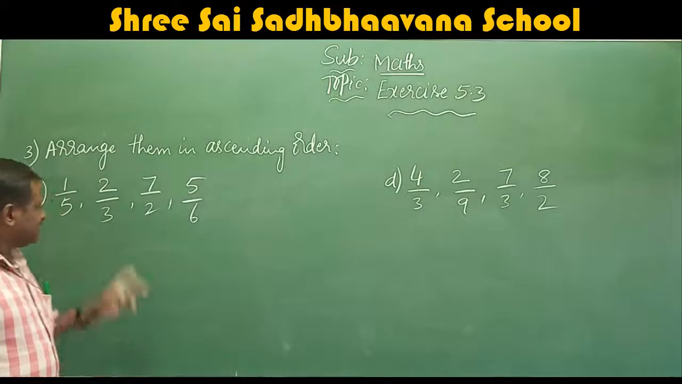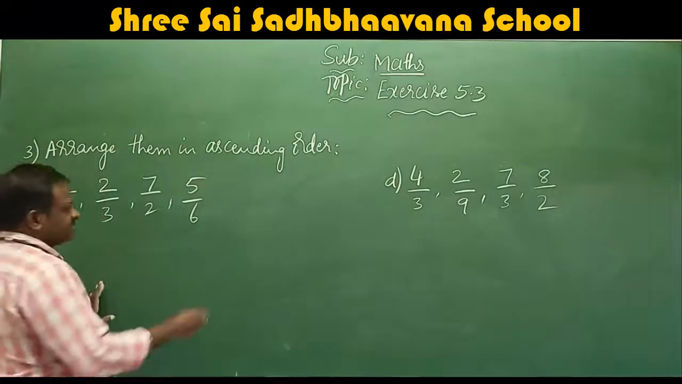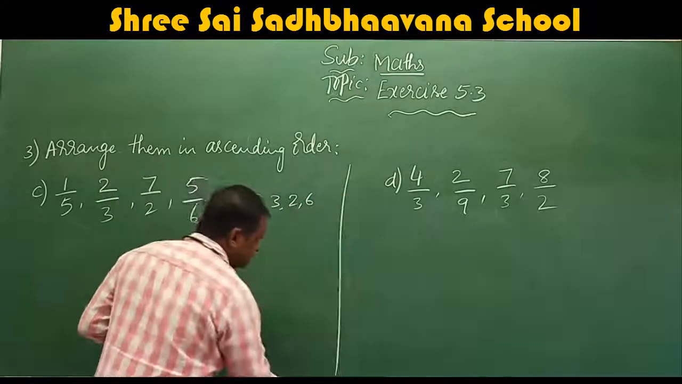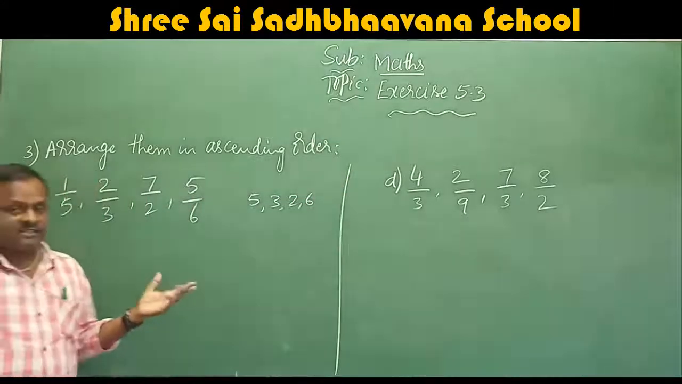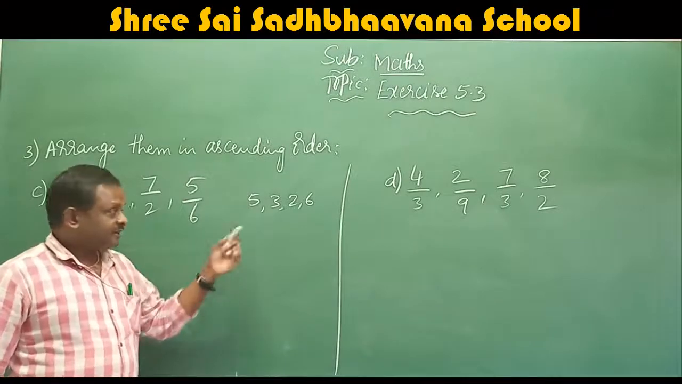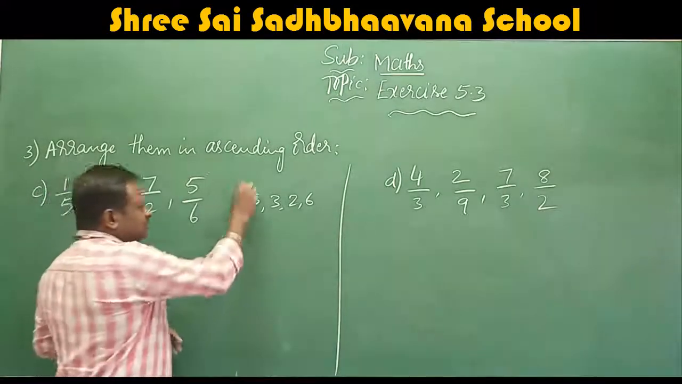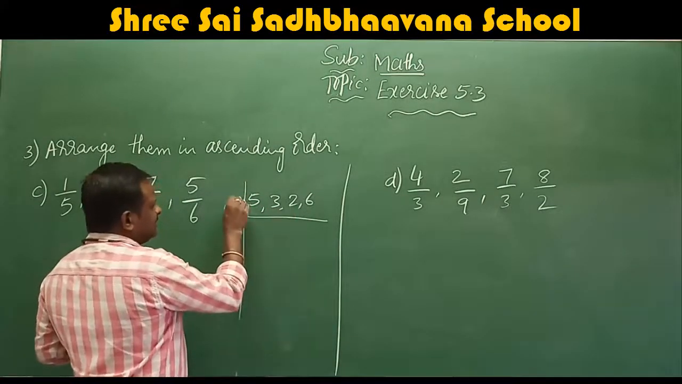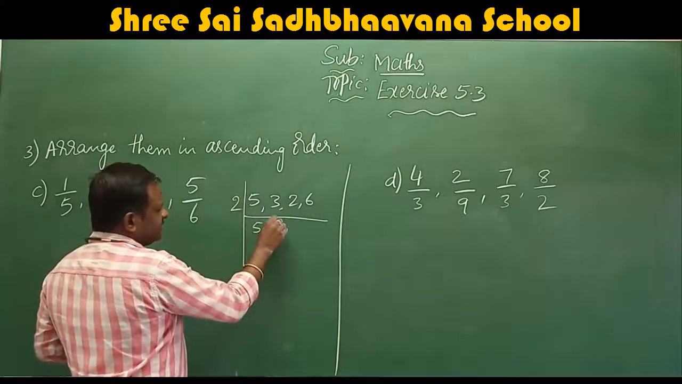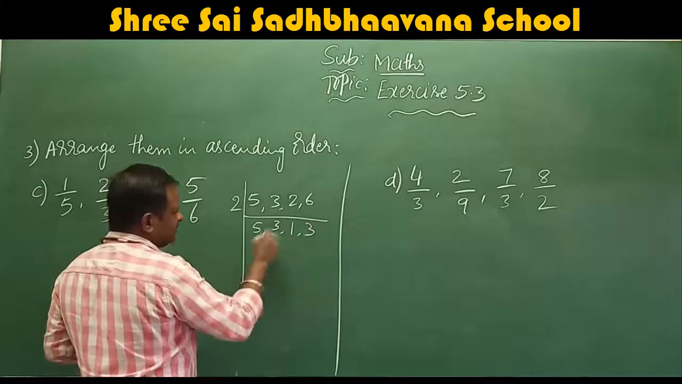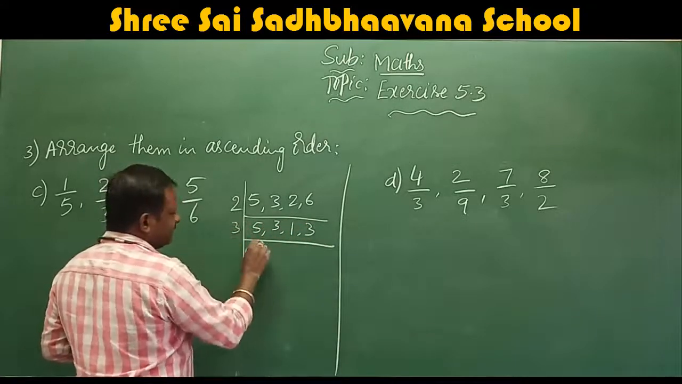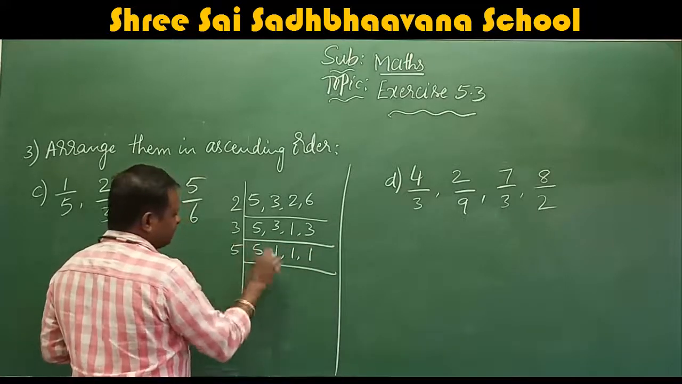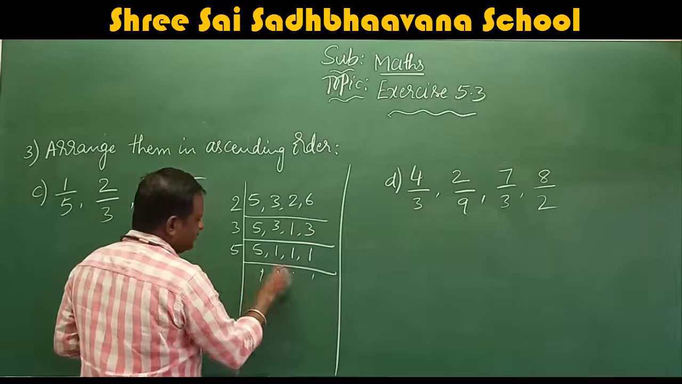What you have to do is just take the LCM of these numbers: 5, 3, 2, 6. We calculated the LCM and HCF in the first or second lesson, and now it is useful here. So what is the LCM of these numbers? Divide by 2: 5 stays, 3 stays, 2 ones are 2, 2 threes are 6. Now once again divide by 3: 5 stays, 3 ones are 3, 1, 1. Once again divide by 5: 0, 1, 1, 1, 1.